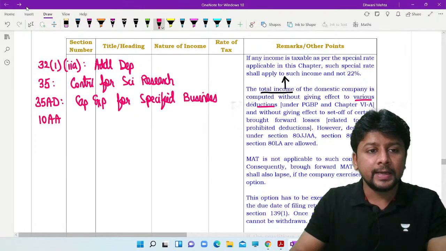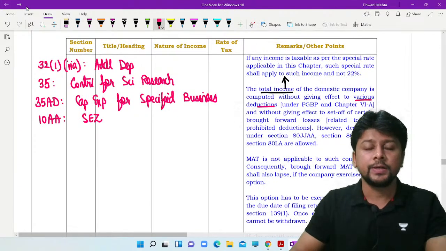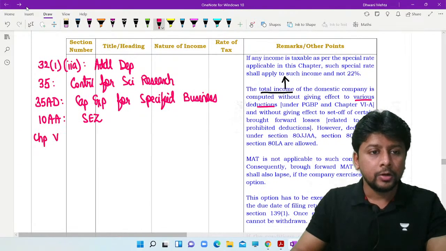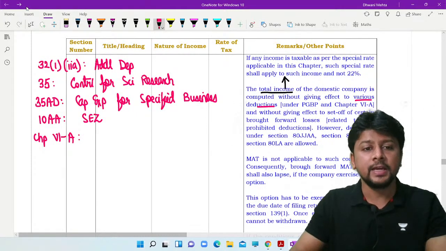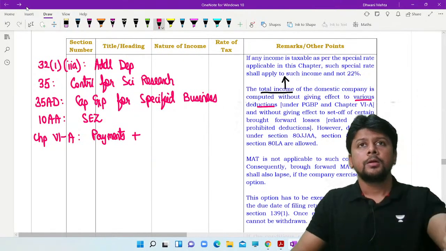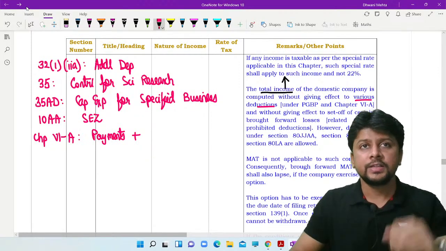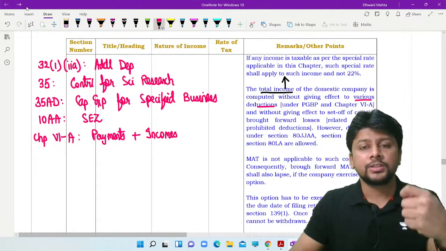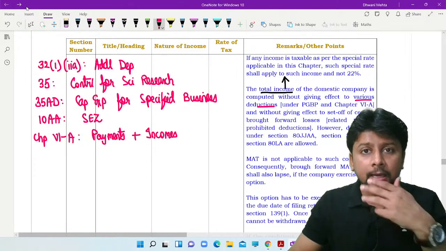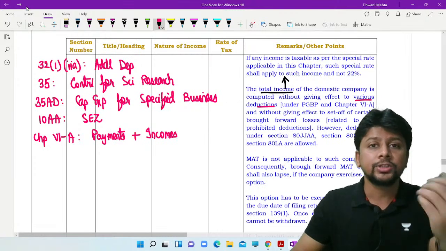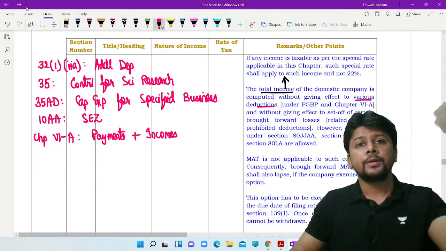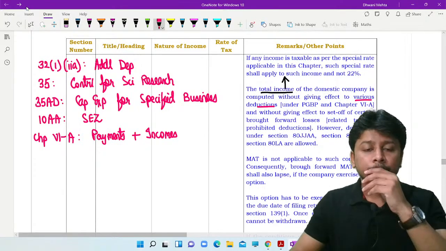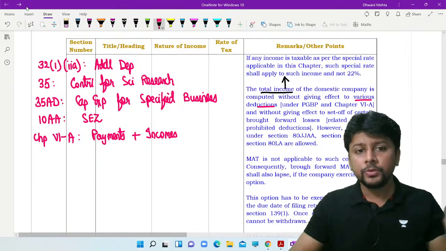Deduction under section 10AA, the SEZ deduction, is not allowed. No deduction is allowed under Chapter 6A. Everything. Deduction on the basis of payments like contributions or donations made to political parties, 80GGB, 80GGC, not permitted. Deduction based on incomes, like if I set up an infrastructure facility, I get a deduction under 80IA, or if I'm an eligible startup, I can take a deduction under 80IAC. If I'm doing a business in northeastern states, 80IE. All these deductions based on incomes are not allowed.